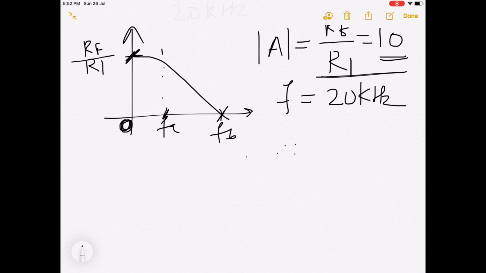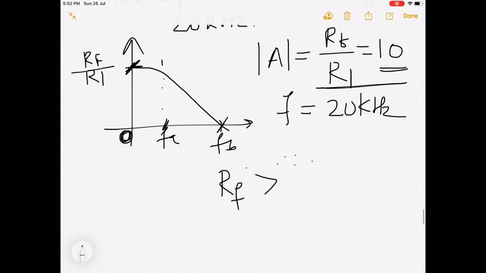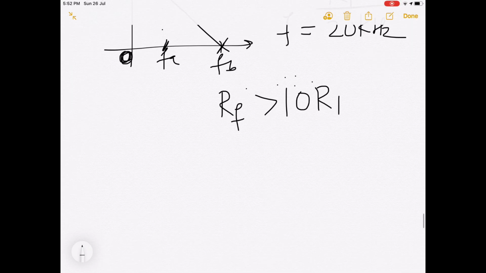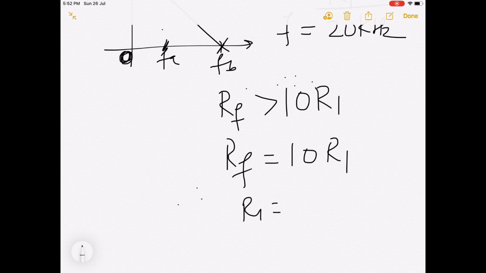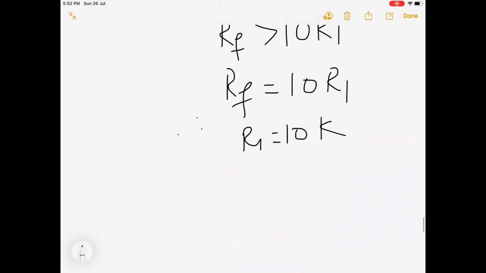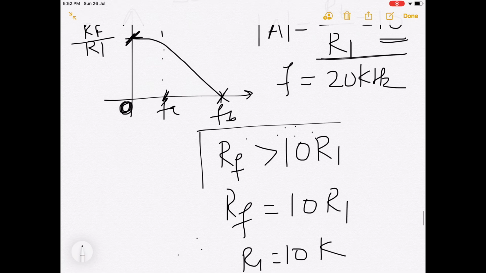Now, to eliminate the offset voltage in the integrator, the feedback resistor RF must be greater than 10 times of input resistor R1, okay. So, we can write the condition like this: RF should be equal to 10 times of R1. So, assume R1 is equal to 10 kilo ohm. So, RF becomes 100 kilo ohms, okay. So, these two components we have calculated from this knowledge.